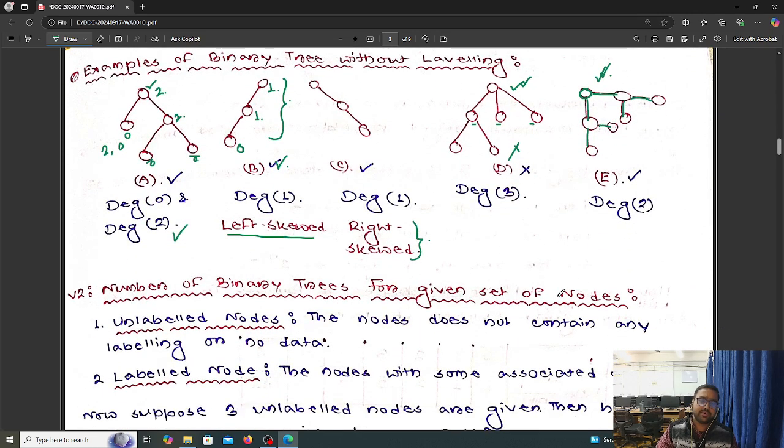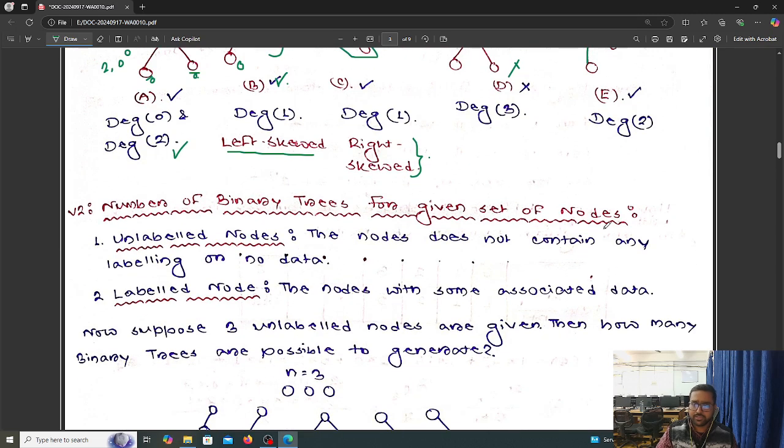Now, in a binary tree, maybe some data can be there or maybe some data cannot be there. So we may store some data in a tree or we may not store some data in a tree. Whenever we store some data in a tree, that is called a labeled node. Whenever we do not store any kind of data but only take a tree structure, that is called an unlabeled node. Here all the examples are of unlabeled nodes. Now suppose we are having 3 unlabeled nodes, right? So 3 unlabeled nodes are given to us. Now using these 3 unlabeled nodes, how many trees can be generated?